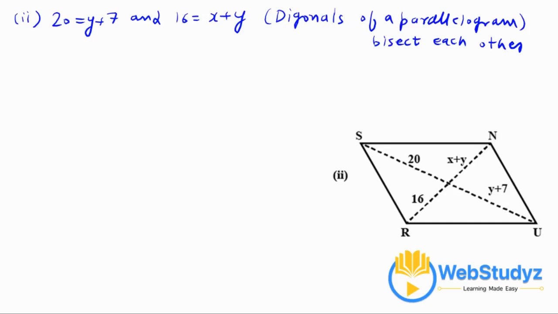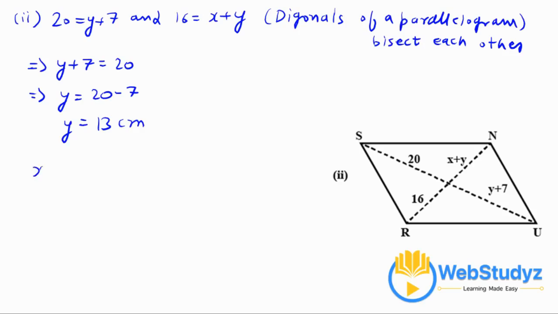So starting with the first equation, y plus 7 is equal to 20. So we can calculate the value of y as 20 minus 7. So we get the value of y as 13 in centimeter.